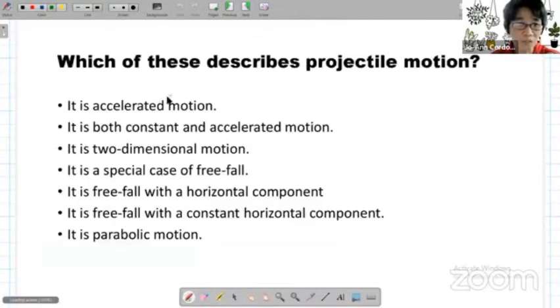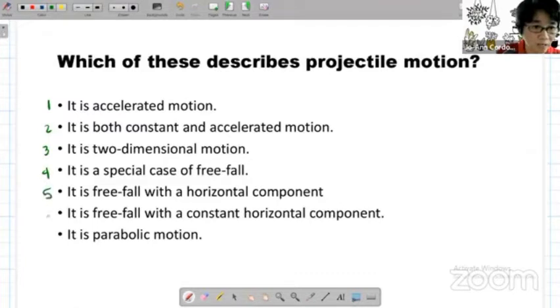So moving now to the meat of our discussion, let's conduct first a short review. Which of these statements are, again, correct? So again, we will name this one 1, 2, 3, 4, 5, 6, and 7. Okay, so first statement, it is accelerated motion. Is this correct or not?